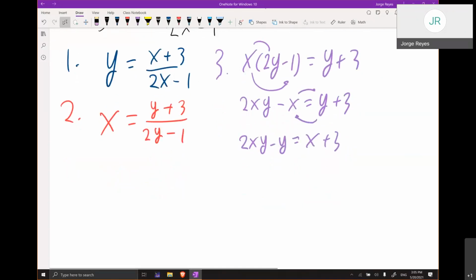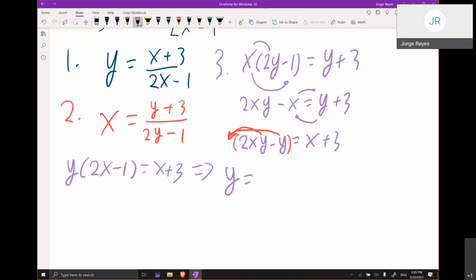Now here, I'm going to put these parentheses here because I'm going to magically factor out the y from both sides. Okay, so if I do that, I'm going to get y times (2x minus 1) equals x plus 3. And then I'm basically done because the answer is x plus 3 over 2x minus 1. Okay. And then the inverse equals x plus 3 over 2x minus 1.